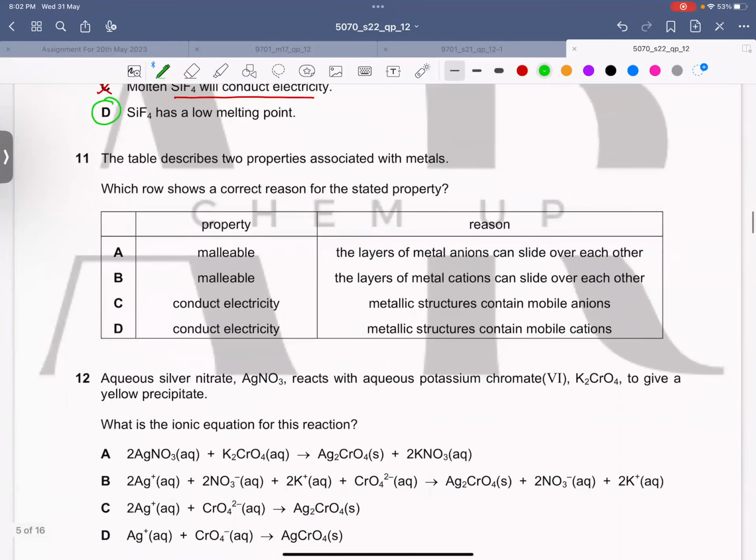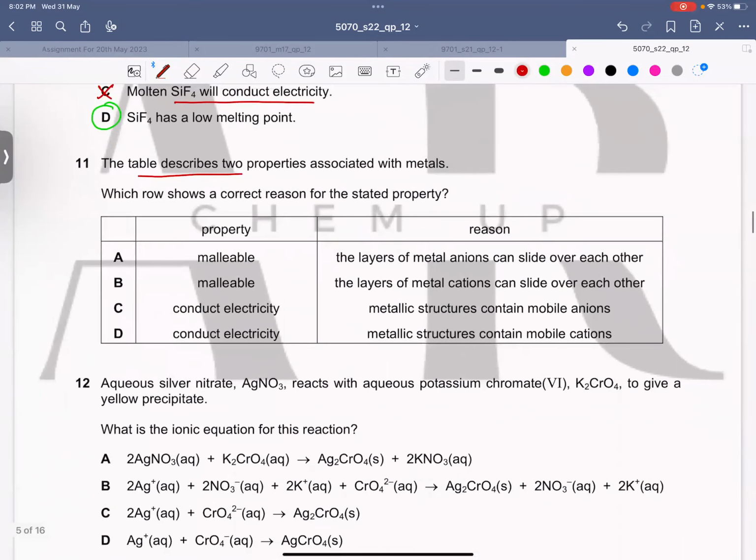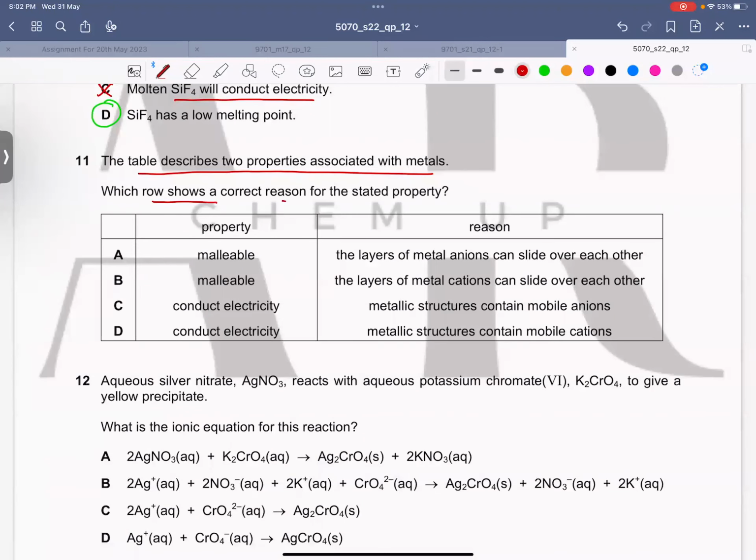Now, question number 11. The table describes two properties associated with metals. Which row shows a correct reason for the stated property? Okay. Malleable, the layers of metal anions. There are no anions, so A goes wrong. Malleable, yes, the layers of metal cations slide over each other. Yes, this can be correct.